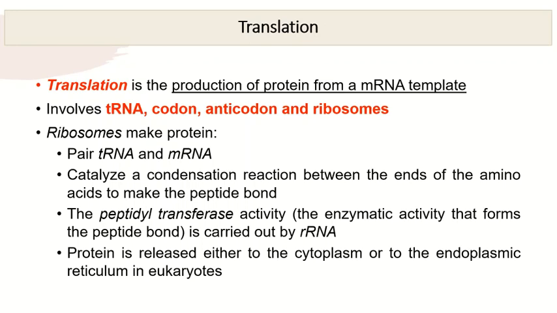So translation is the production of protein from an mRNA template. This process will involve tRNA, codon, anticodon, and ribosomes. Ribosomes make protein by pairing the tRNA and mRNA, and catalyze a condensation reaction between the ends of the amino acids to make the peptide bond, using the peptidyl transferase activity. This peptidyl transferase activity is carried out by rRNA, and the protein is released either to the cytoplasm or to the endoplasmic reticulum in eukaryotes.